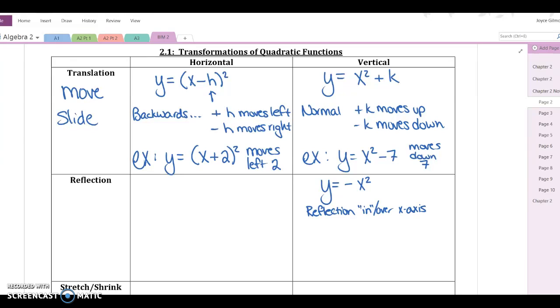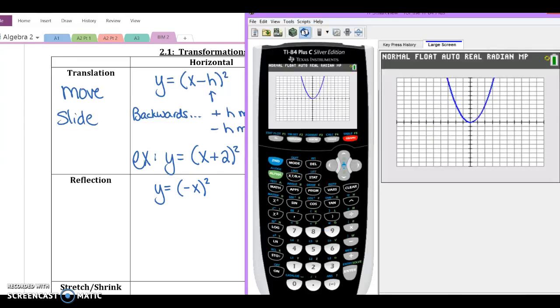Horizontal reflections are kind of weird. It would look like this. Y equals parentheses negative x squared. And I want you to see why this is kind of silly. What just happened on my graph? The blue graph graphed, and then the red graph graphed right on top of it. What's really happening is the right side of the blue graph becomes the left side of the red graph, and the left side of the red graph becomes the right side of the blue graph. Did I say those colors correctly? I don't know if I did or not.